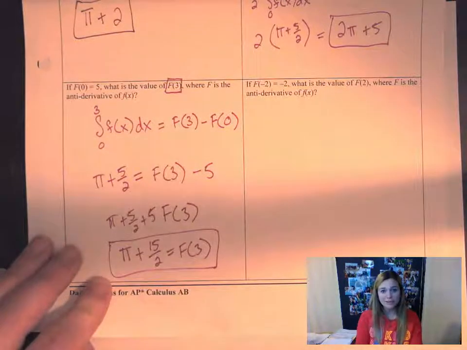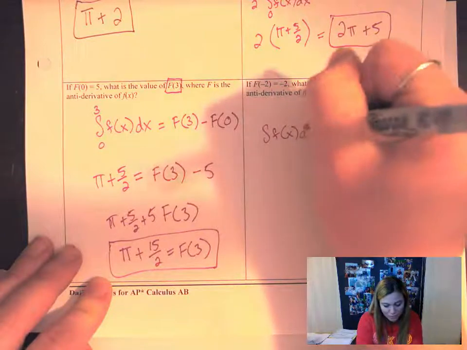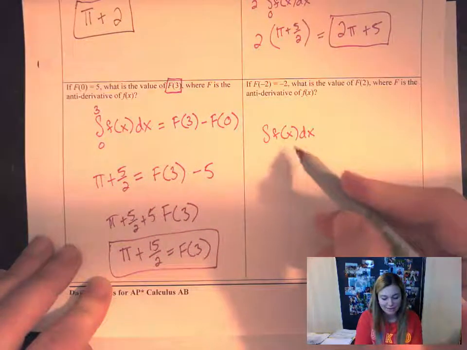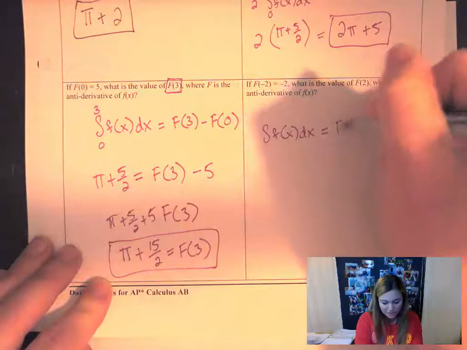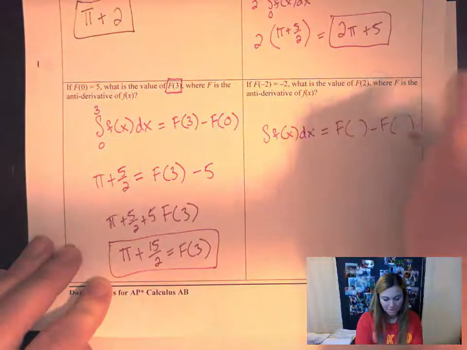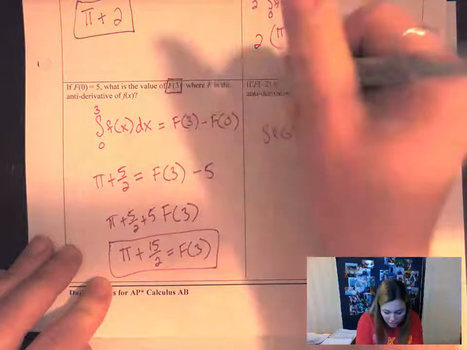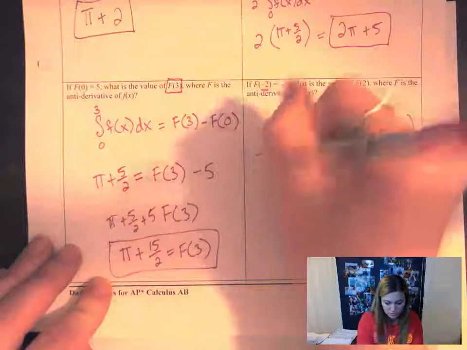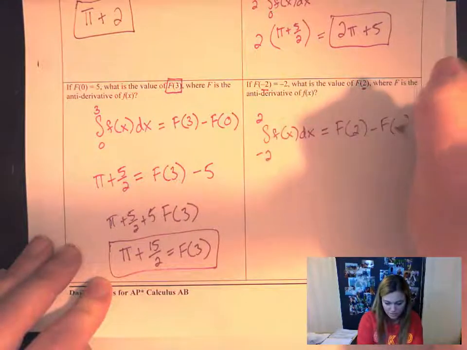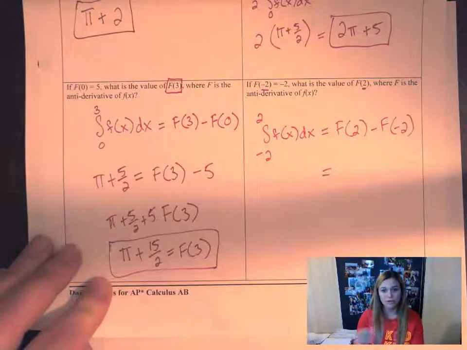Okay, one more like this. You try to set it up. Again, because I have the graph of lowercase f of x, the only way I can get to the antiderivative is by integrating. The Fundamental Theorem of Calculus says capital F of something minus capital F of something. I'm going to go from -2 to +2. And then I plug in the things that I know and solve for the things I don't know.